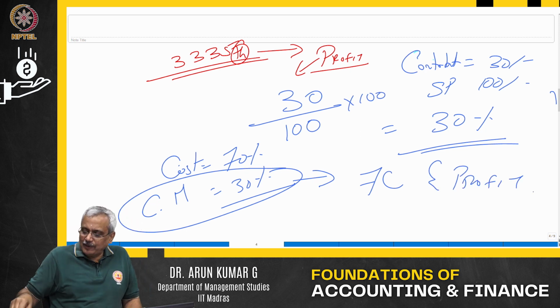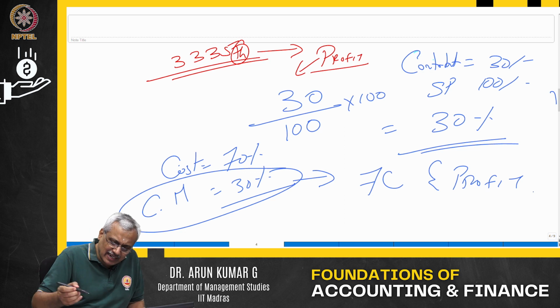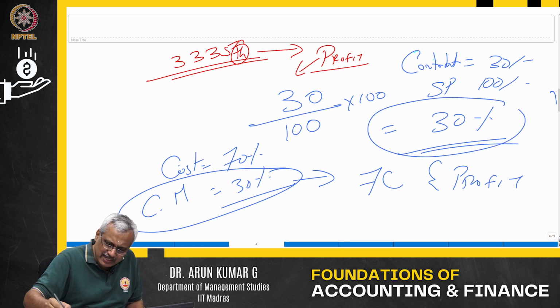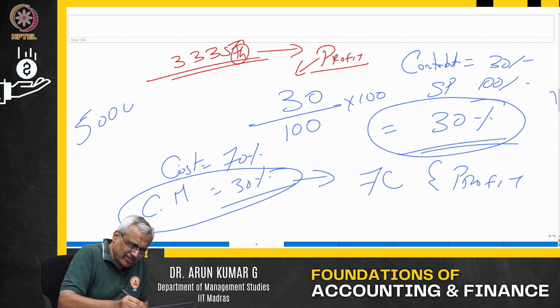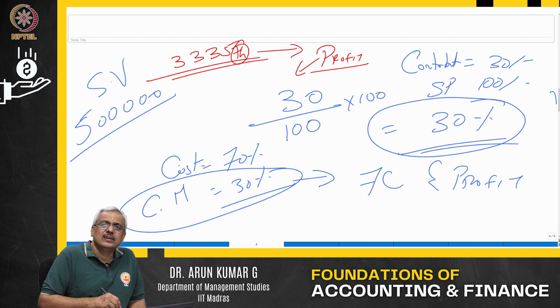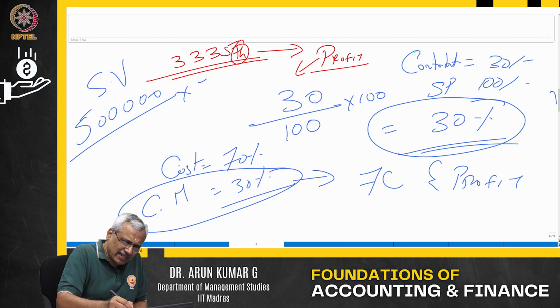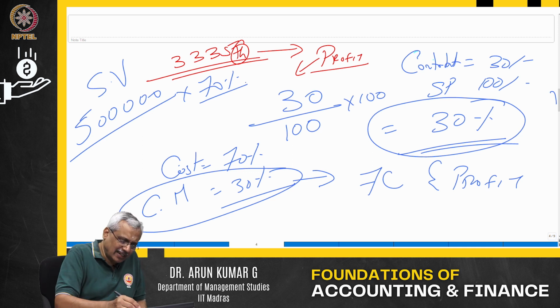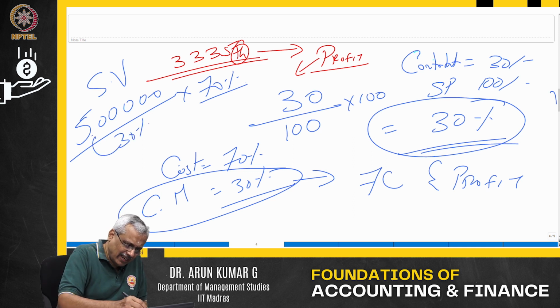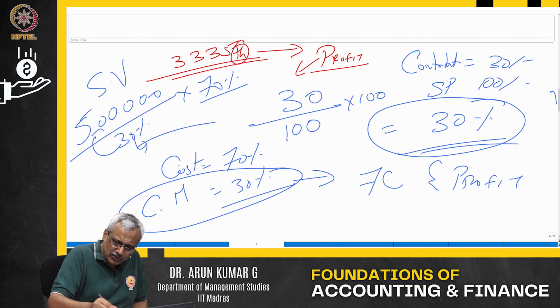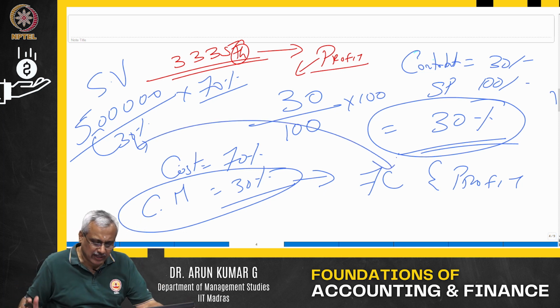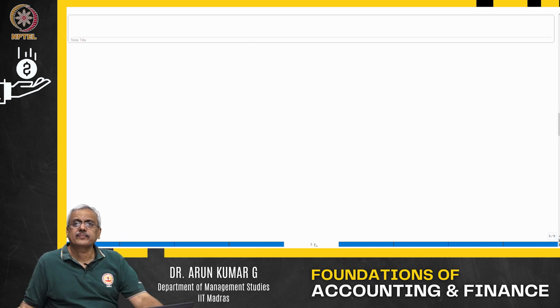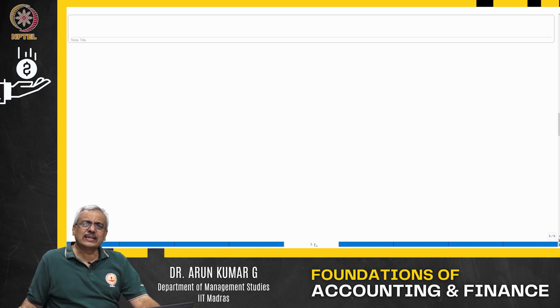So, what happens in this case is that this 30% is the margin you are going to get. Supposing my sale value is 5 lakhs, I know 70% of this is cost, and 30% of this 5 lakhs is going to give me the money to cover my fixed cost and profit. That is what we call PV or contribution margin ratio. Let me move to the next stage.